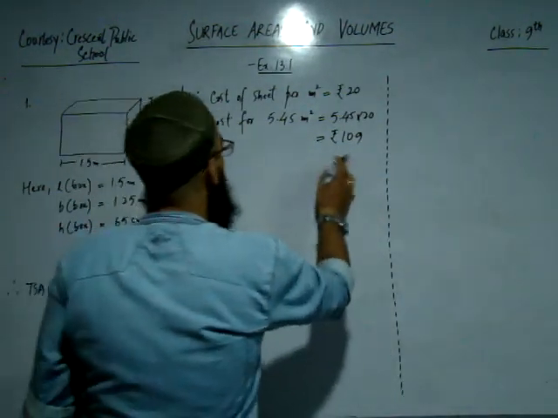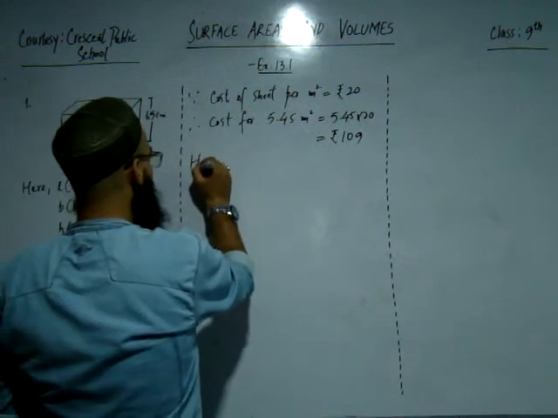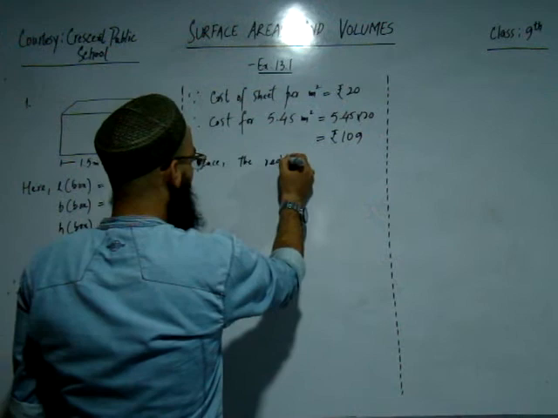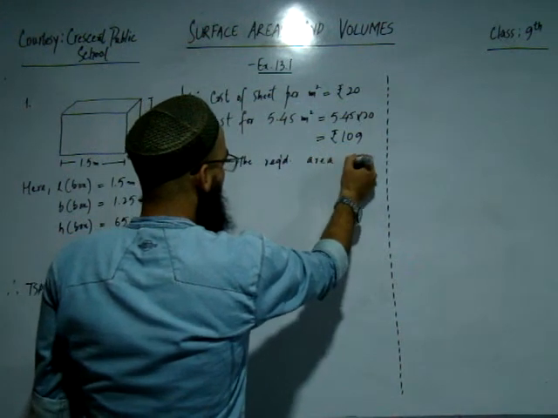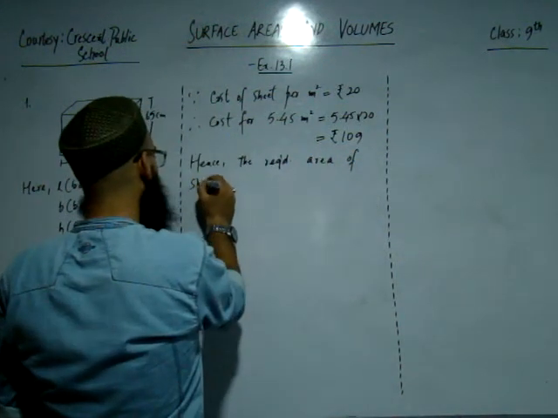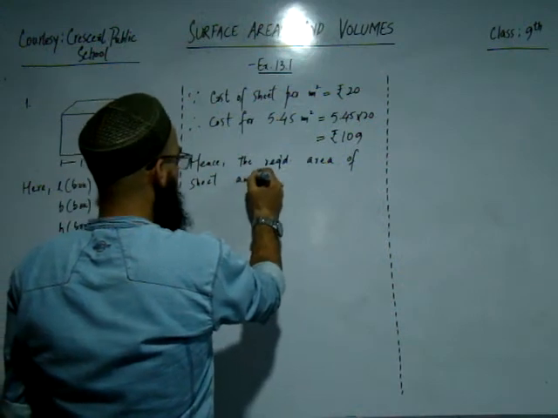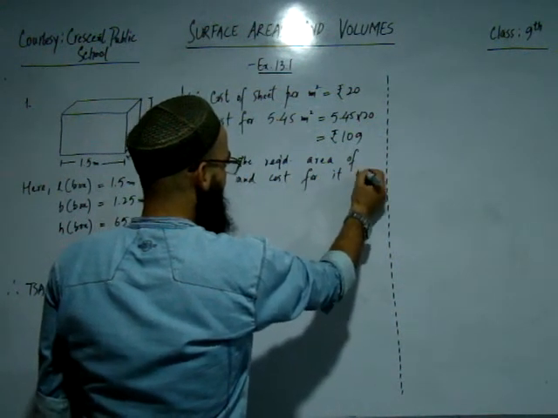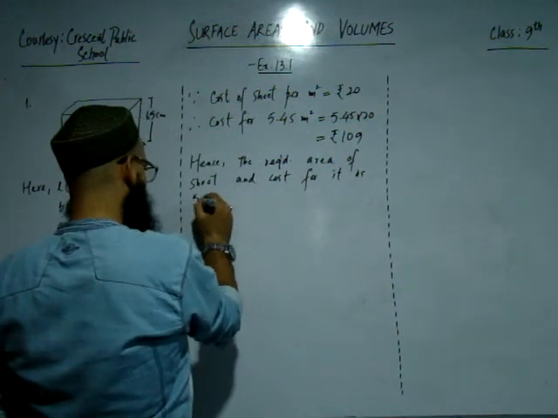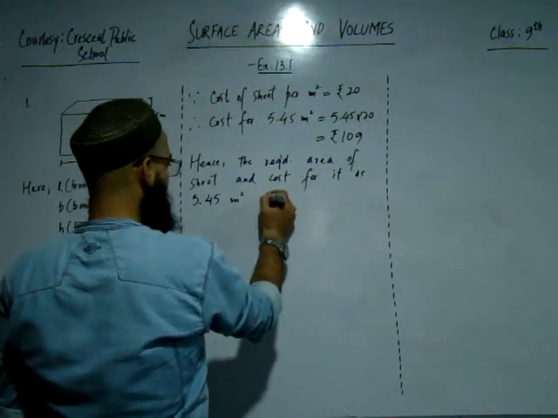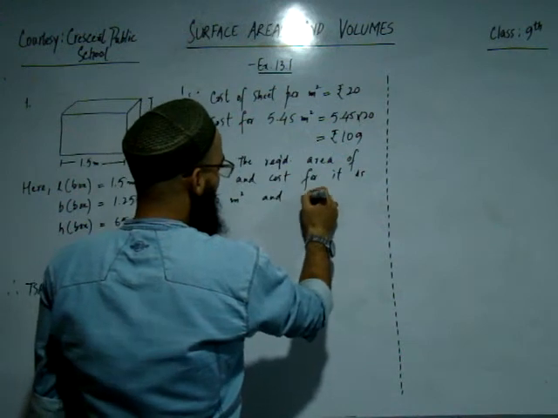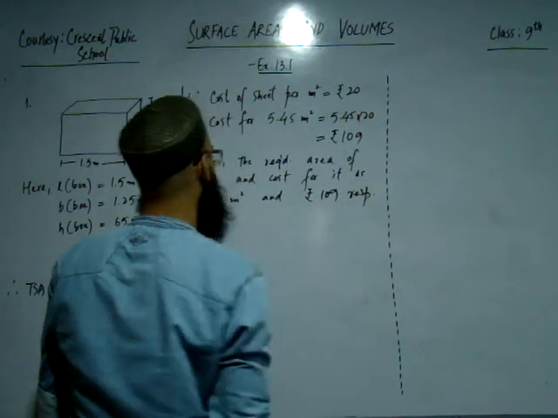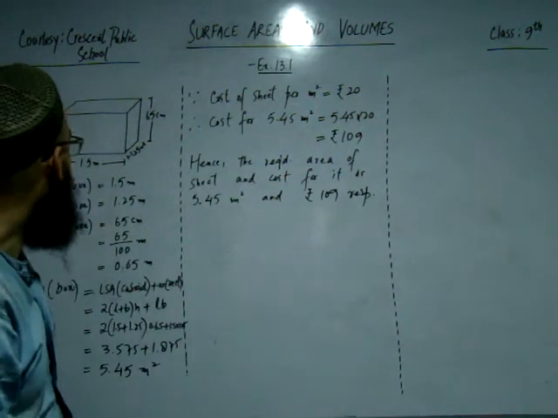Rupees 109. Then you can write, hence the required area of sheet and cost for it is 5.45 square meter and rupees 109 respectively. That's your answer.